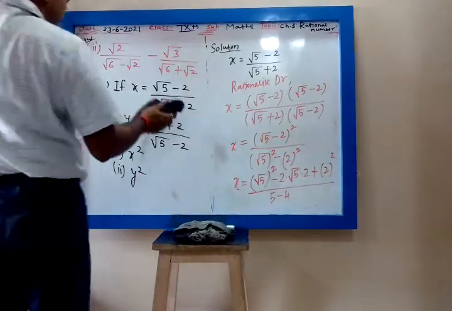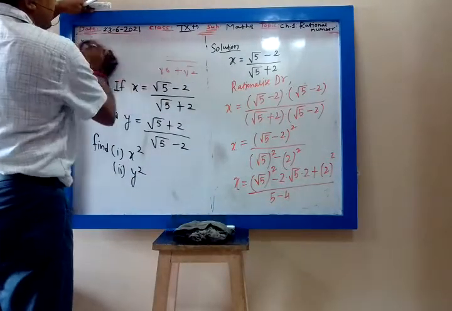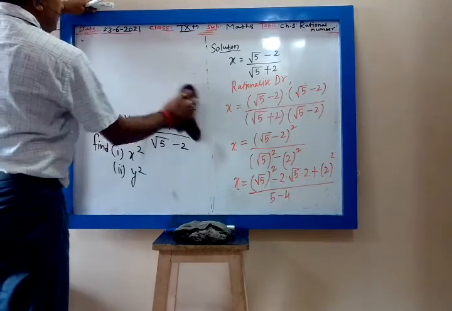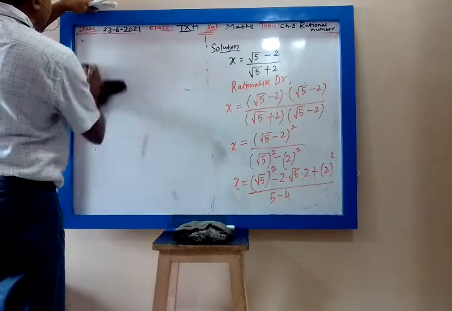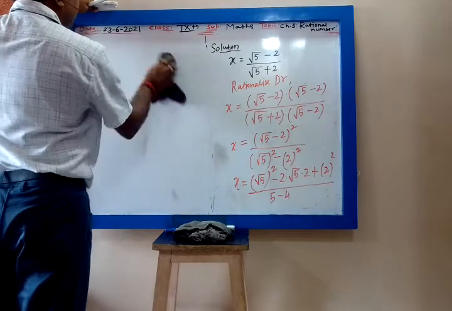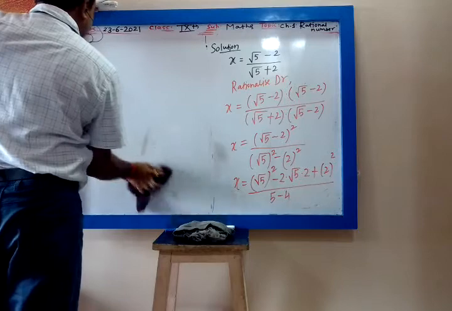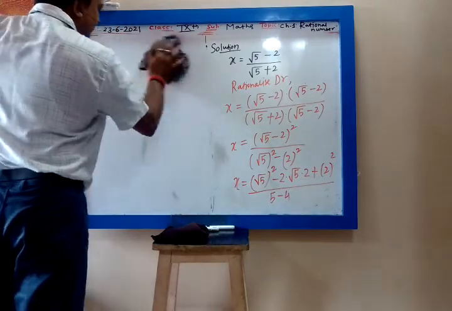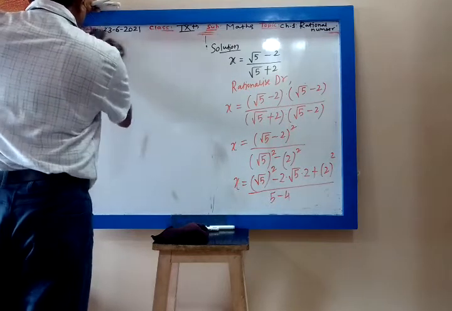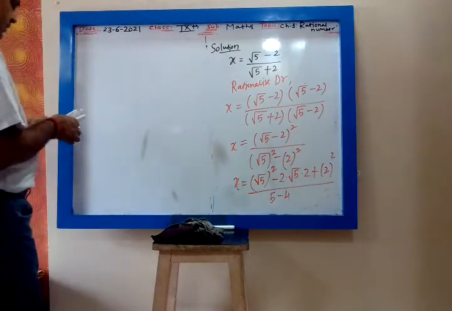So I will advise you, don't directly square, because if you directly square, you will get the square of the numerator and the square of the denominator, and the calculation becomes complicated. You will not arrive at the conclusion. So first you simplify x, and then after simplification, after rationalizing the denominator, you square it.